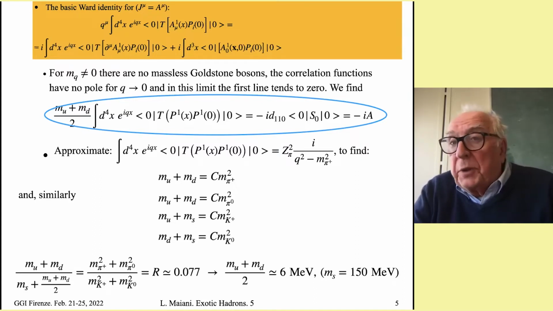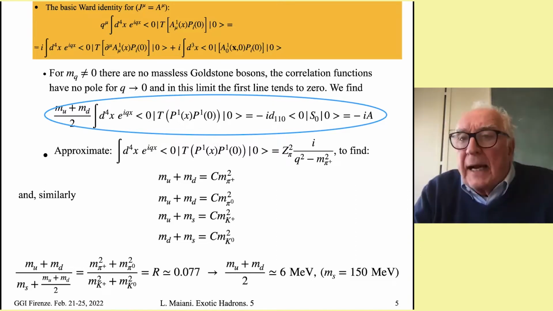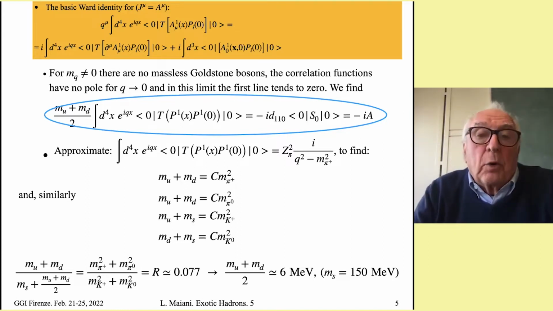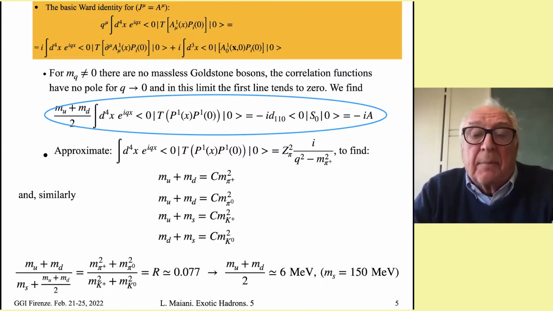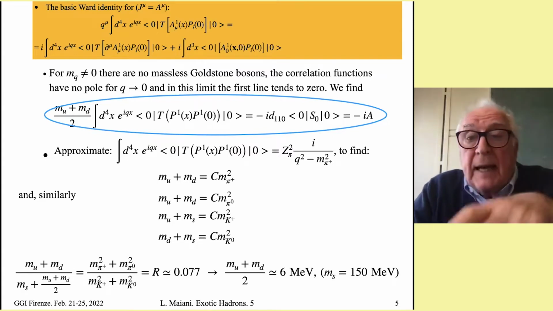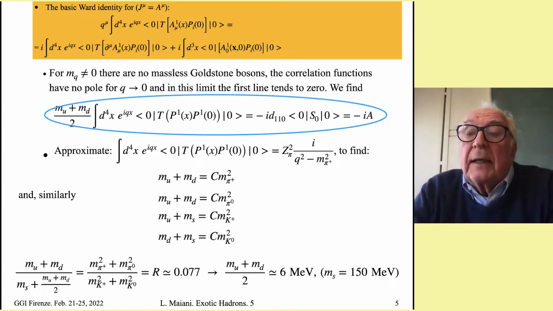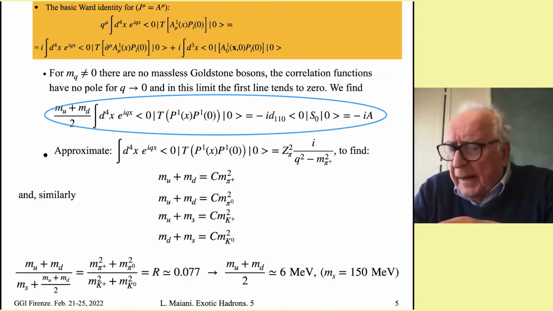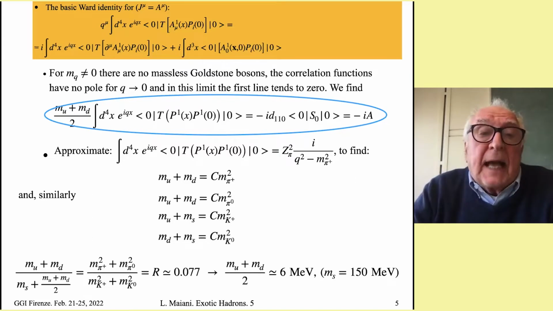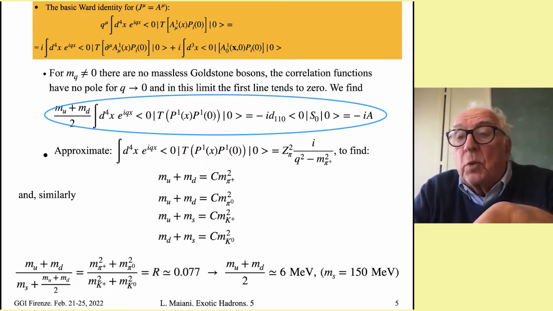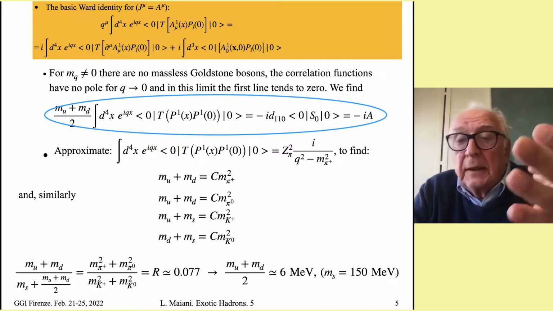And the other part can be computed with the equal time commutators of charges and densities. And it's just a coefficient times the vacuum expectation value of S0. There would also be other terms, but these other terms, which are the vacuum expectation values of S3 and S8, are zero. So you're left with one term. Now you make another approximation: the time ordered product of P1 and P1, you saturate with a meson propagator, in this case the propagator of the pi plus, and you write it as a constant divided by q square minus m pi square, and q square is equal to zero. So the right-hand side of the equation is a constant, and the left-hand side is the ratio of m up plus m down and m pi square. That means that m up plus m down is a constant times m pi square.